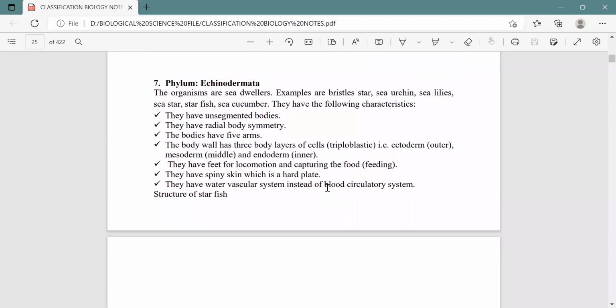Another phylum is the sea dwellers. These ones may not be common because we don't have seas or oceans this way. But the sea urchin, the sea lilies, the sea star, the starfish, sea cucumber, all of those are called Echinodermata, phylum Echinodermata. And those are their characteristics. So you can go to your phone and just put in an image of one of these, and you will be able to see them and the characteristics that they have.